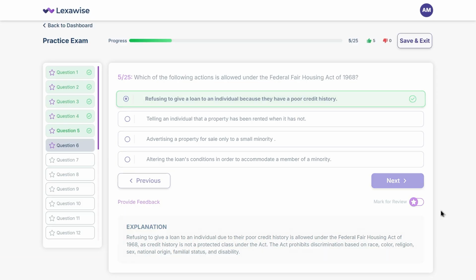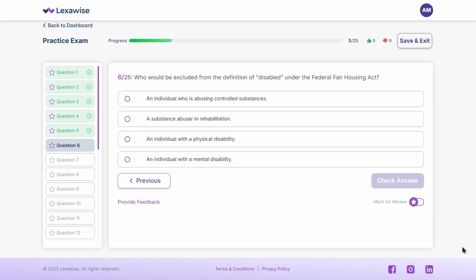Now, who would be excluded from the definition of disabled under the Federal Fair Housing Act? A. An individual who is abusing controlled substances. B. A substance abuser in rehabilitation. C. An individual with a physical disability. D. An individual with a mental disability. Pause and decide.